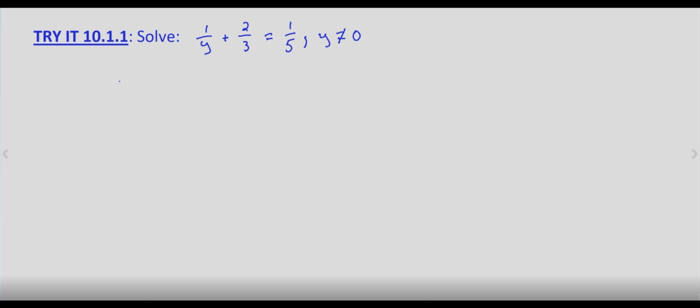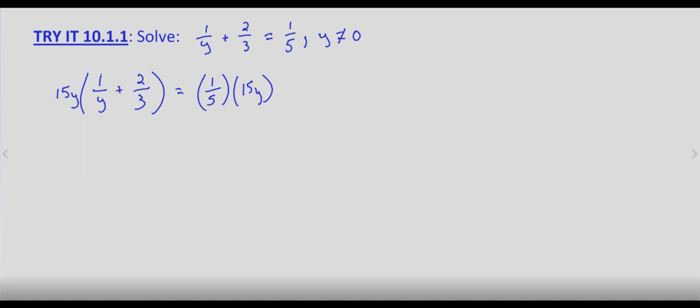So now we multiply both sides of the equation by the least common denominator. So we have 1 over y plus 2/3, and we already said our least common denominator is 15y, so we multiply this by 15y equals 1/5. We multiply that side by 15y as well.